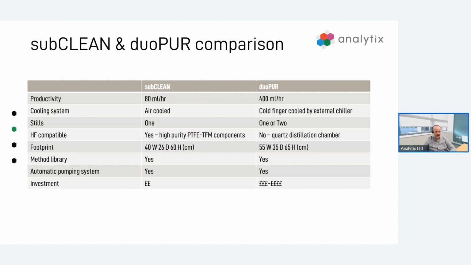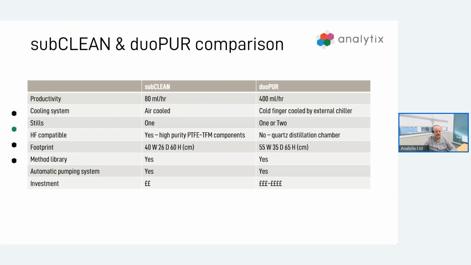mils per hour. Now, the reason for the difference in the productivity here is to do with the cooling system. The subclean doesn't require an external chiller or a cooling supply. It just uses the air cooling to create the disparity in the reflux, as we saw. The duoport needs the cold finger in there, which helps in terms of productivity. So you can produce more per hour, but you do have to factor in that you would need an external chiller or a cooling device for that.